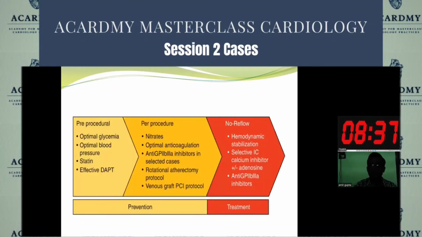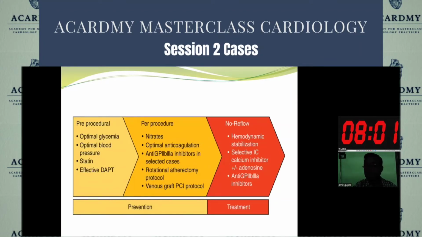So what we have to do about no reflow: pre-procedure, we have to obtain optimal blood pressure, optimal glycemia, effective DAPT and statin. During the procedure, we can use nitrates, optimal anticoagulation, and anti-GP2B3A inhibitor, along with a rotational atherectomy protocol if it is a calcified artery, and a venous graft protocol, like using a distal protection device if we are doing a venous graft. If there is a no reflow, we can use a selective intracoronary calcium channel blocker like diltiazem, or we can use adenosine.